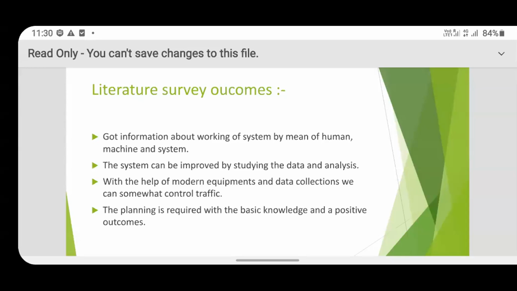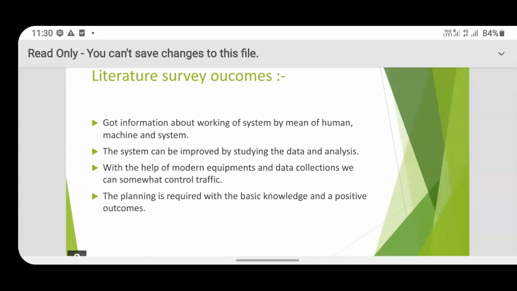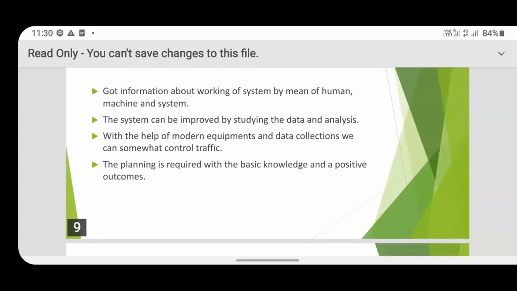With the help of modern equipment and data collection, we can somewhat control traffic. Modern equipment like cameras, drones and UAVs, by which we can somewhat control the traffic. Planning is required with basic knowledge, and we have some positive outcomes from that. Now Sachin will continue. Next.